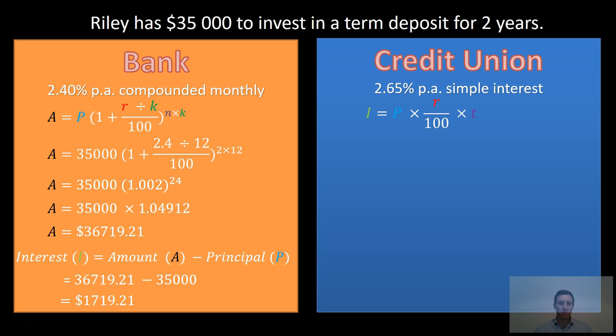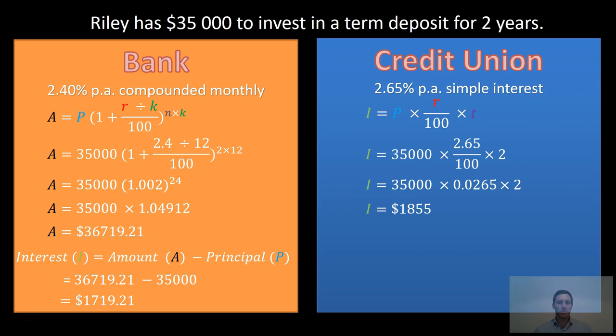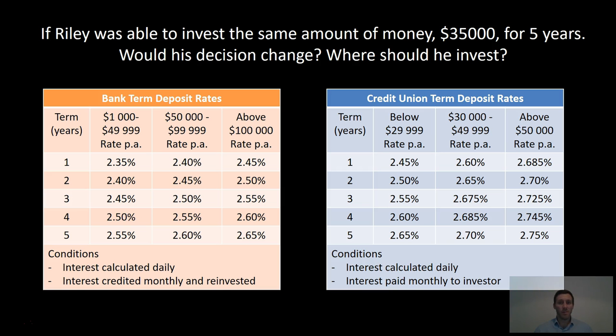Now let's look at the credit union. Remember, this is simple interest because the amounts are paid out to Riley throughout the term of the investment. We substitute our values. P, the principal, is $35,000. The interest rate per annum this year is 2.65%, and T is the number of years, 2. And we can simplify this, and we get the interest at the credit union is $1,855. Riley should invest with the credit union as more interest is earned and they pay that interest directly to him, improving his cash flow.